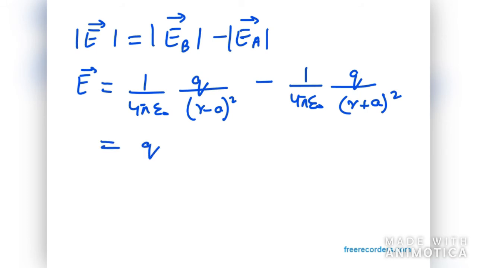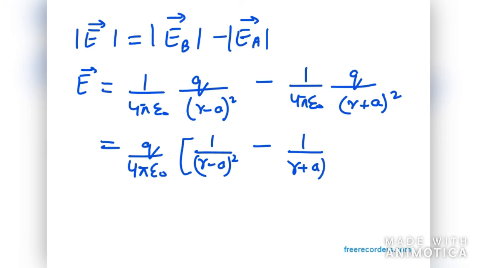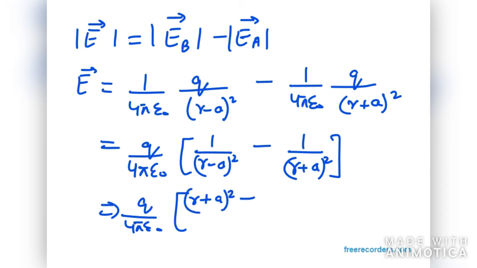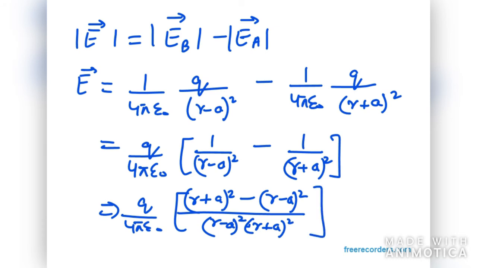Now taking common whatever we can take, Q and 4 pi epsilon naught common. Then we have (r minus a) whole square, then we have (r plus a) whole square in the bracket. Then we can solve this part using cross multiplication. So it will be (r plus a) whole square minus (r minus a) whole square over (r minus a) whole square, then (r plus a) square. So let's solve this further.